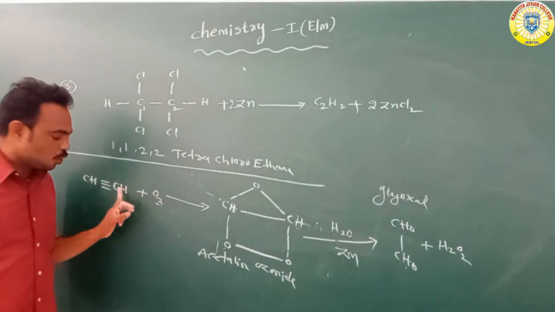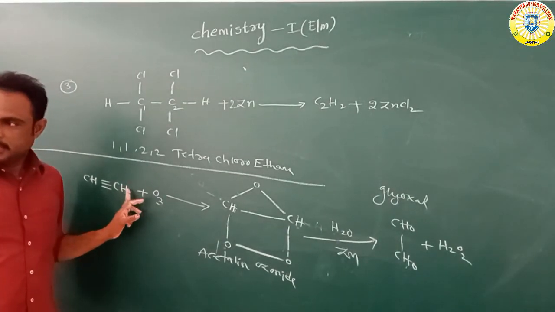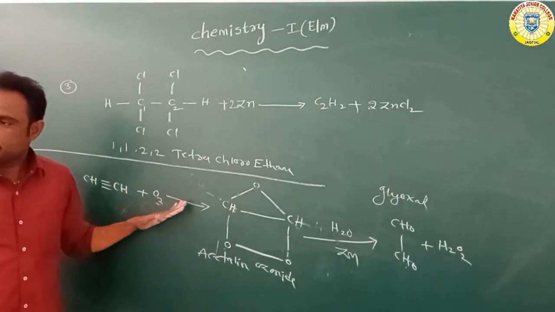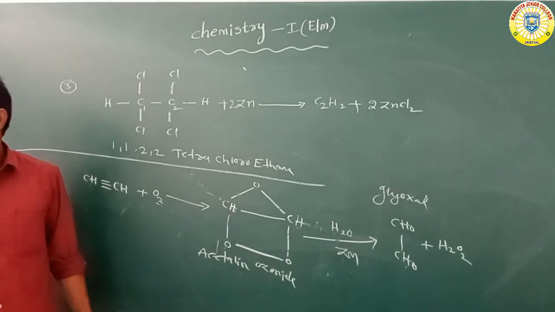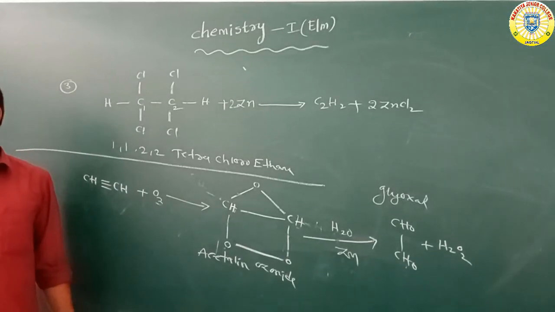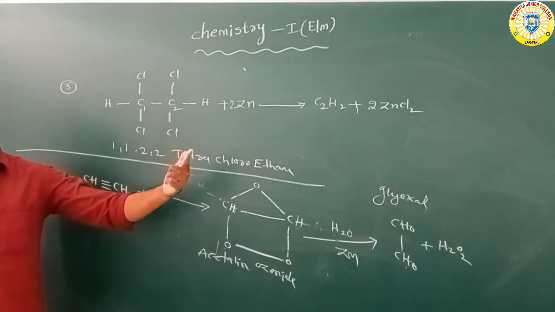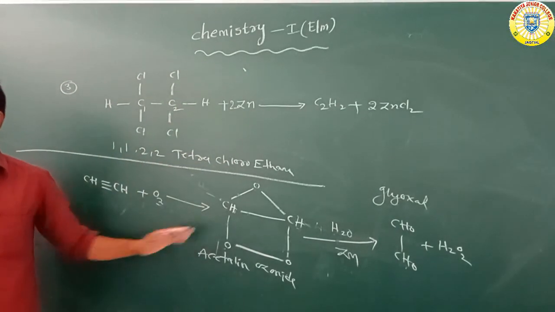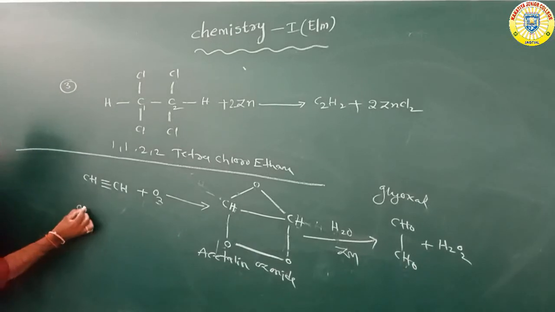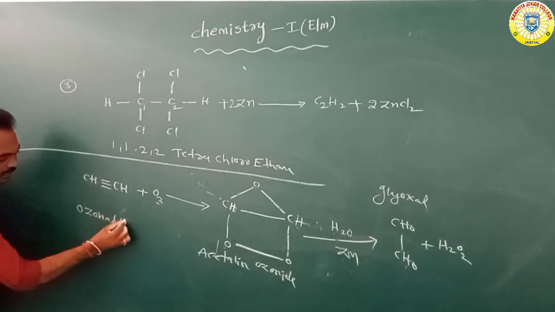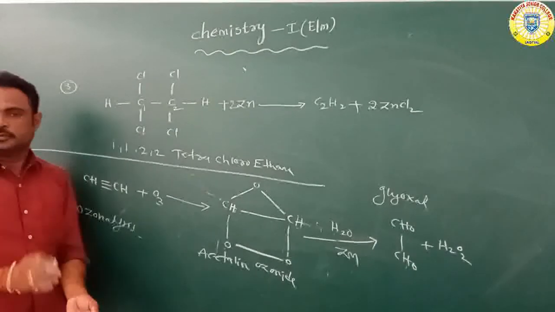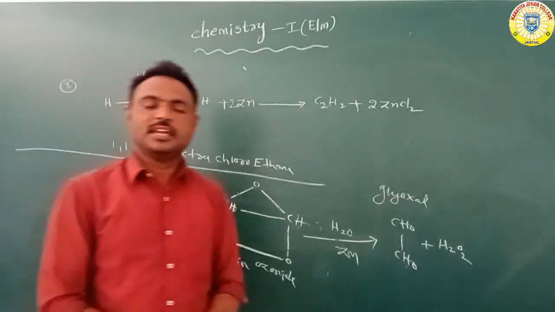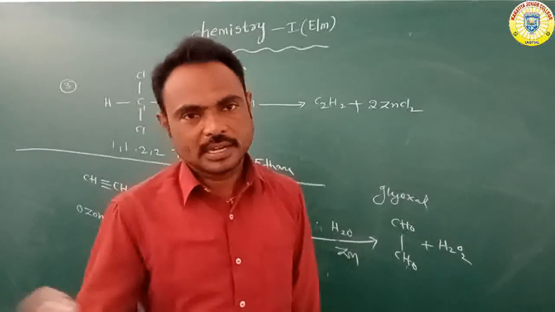Okay, ozone reacts with acetylene. So this type of reaction is called ozonolysis reaction. Alkenes also react with ozone. That type of reaction is also ozonolysis reaction. Okay, so next further we have discussed remaining further class.